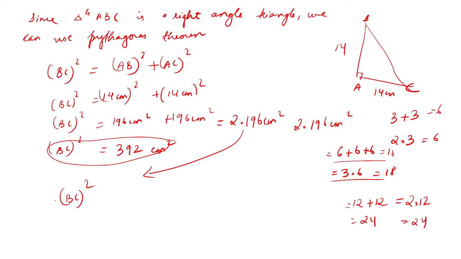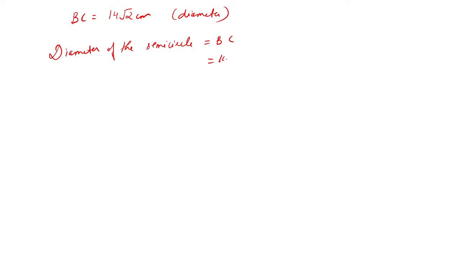So I'll take the square root of this, and I'll be left with 2 into 196 centimeters square. In fact, 196 is the square root of 14 square and centimeter square, so you can cancel out the square. Remember 2 is still there in the square root. You can only remove 14 and centimeter, so BC is going to be 14 root 2 centimeters. BC is the diameter of the semicircle, which is equal to 14 root 2 centimeter.